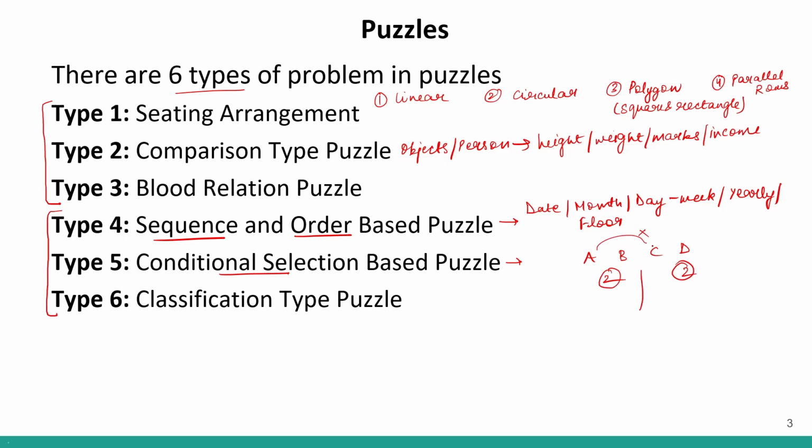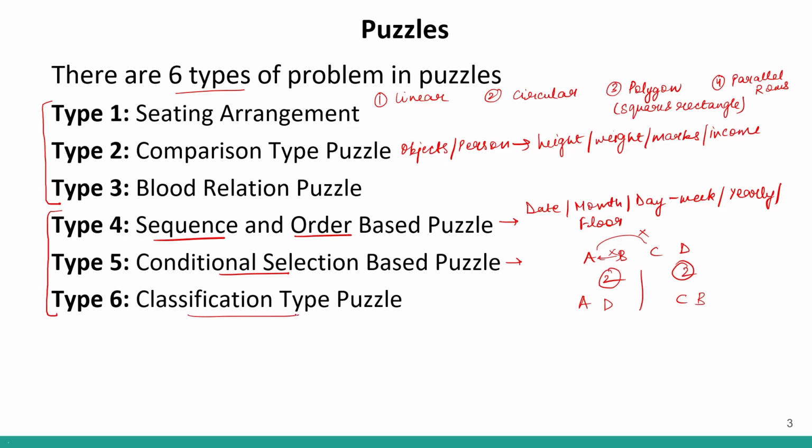A and C are not good friends, they cannot be together. So we know that A will come over here, C will come over here. And we are told that B and A also cannot come together. So B will automatically go over here and D will go over here, because we have teams of 2. So this is a small example of conditional selection based puzzles. We did selection based on certain conditions.